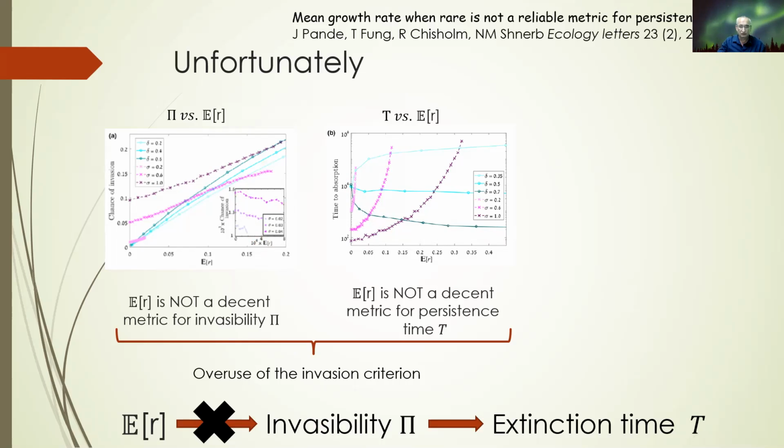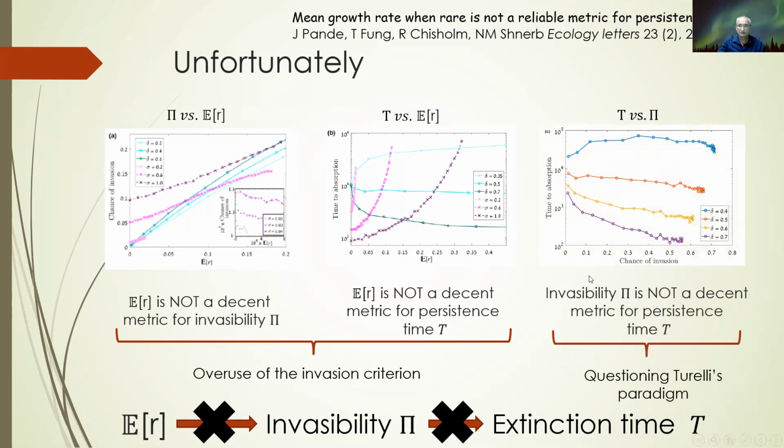Something that we didn't notice when we wrote this paper, but it is also true, is that we also question Turelli's approach of taking invasibility as a proxy for existence time. I can give up the E of R, and just plot the time to extinction as a function of the chance of invasion, and you can see that even if I take the chance of invasion as calculated from the simulation, the time to extinction may decrease as the chance of invasion increases.